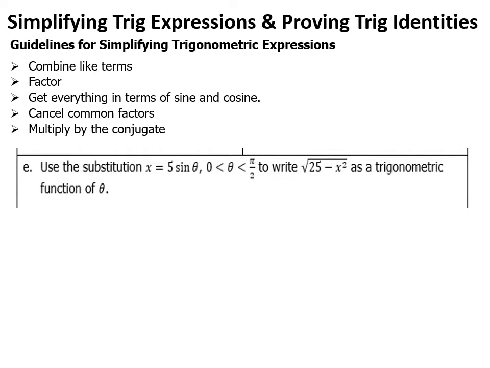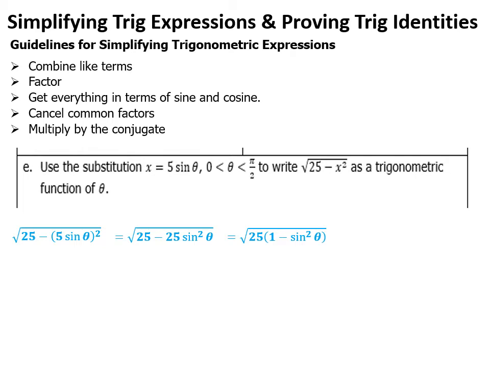Use the substitution x equals 5 sine of theta, where theta happens to be in the first quadrant, to write the square root of 25 minus x squared as a trigonometric function of theta. So x is 5 sine theta, so we can simplify that into the square root of 25 minus 5 times the sine of theta squared, which gets us the square root of 25 minus 25 sine squared of theta.